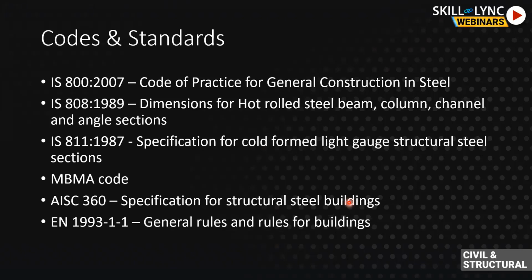Then there is a code named MBMA code, or Metal Building Manufacturers Association code, which is basically an American standard that has been brought forward by the Metal Building Manufacturers Association, which mostly looks into pre-engineered buildings. AISC 360, which is a specification for structural steel buildings as per American standard. The next one is the Eurocode EN 1993 Part 1, General Rules and Rules for Buildings. So Eurocode has lots of sub codes for steel structures as well. American standard as well has a lot of special documents to be referred along with the normal code.